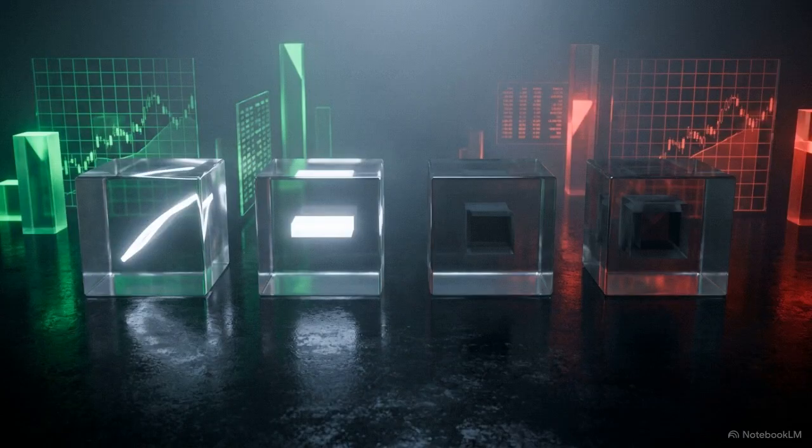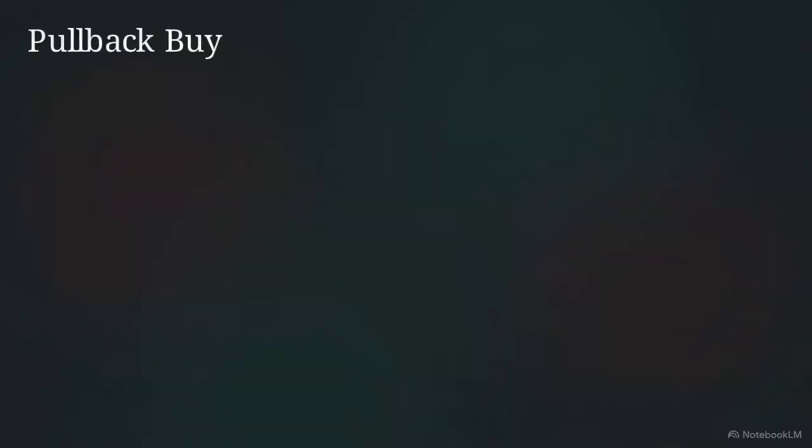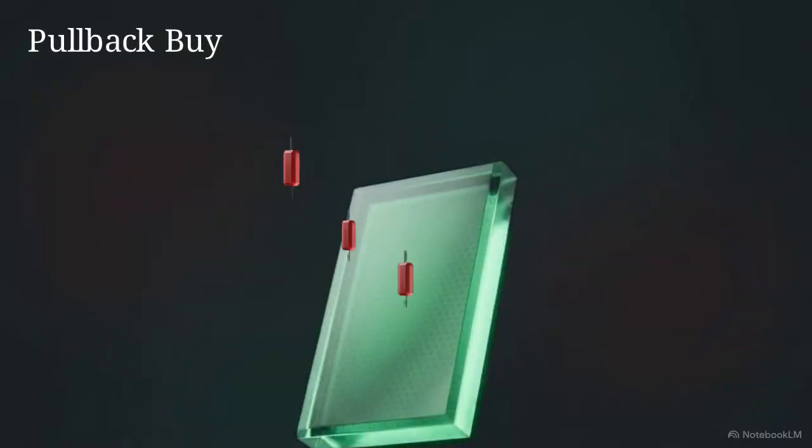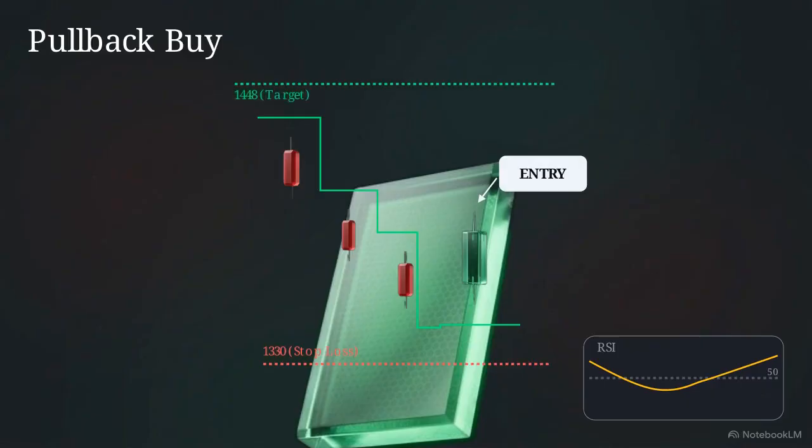We can compress this entire workflow into a mandatory 4-step sequence. You identify the trend, you wait for the level, you read the AI signal, and you verify the momentum confirmation. This is the pullback buy. Price hits demand, RSI holds over 50, AI Supertrend turns green, and a bullish candle breaks upward. Your entry. Stop loss goes strictly below structural support at 1330, and your target locks at the 1448 resistance.